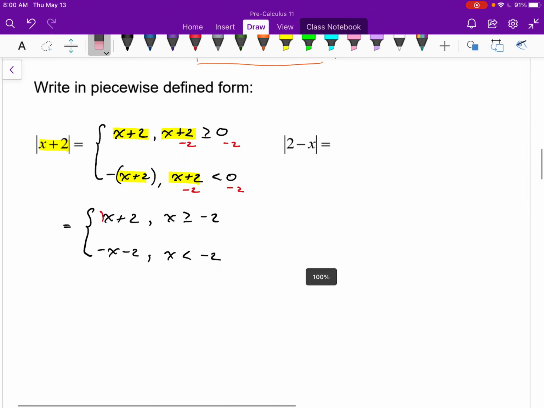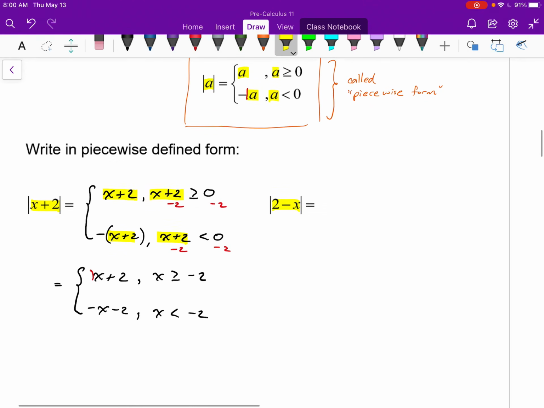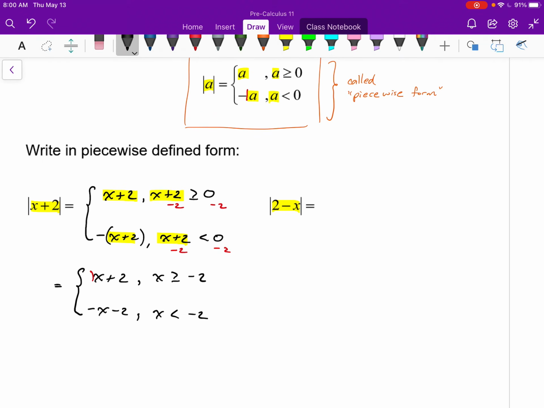All right, so similarly, I want to express this in piecewise form. So again, I'm going to do the exact same thing as before. I'm going to think of my basic definition of absolute value in piecewise form, but instead of an A, I'm going to have 2 minus x.